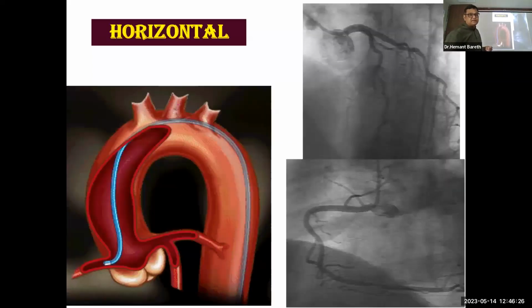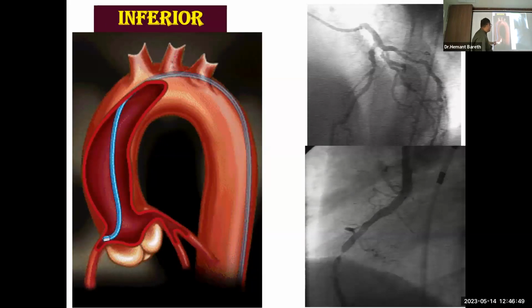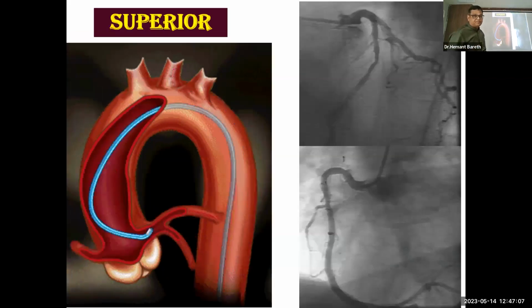Coming to coronary anomalies, so you can see this is the horizontal. So the ostium is horizontal. Orientation of ostium is horizontal, right? Origin of ostium is horizontal. So this is the horizontally oriented coronary. This is the inferiorly located coronary. So you see, coronary is coming like this. This is the inferiorly located, inferiorly oriented coronary. Instead of coming horizontally, the coronary is coming like this. So this is the inferior location.